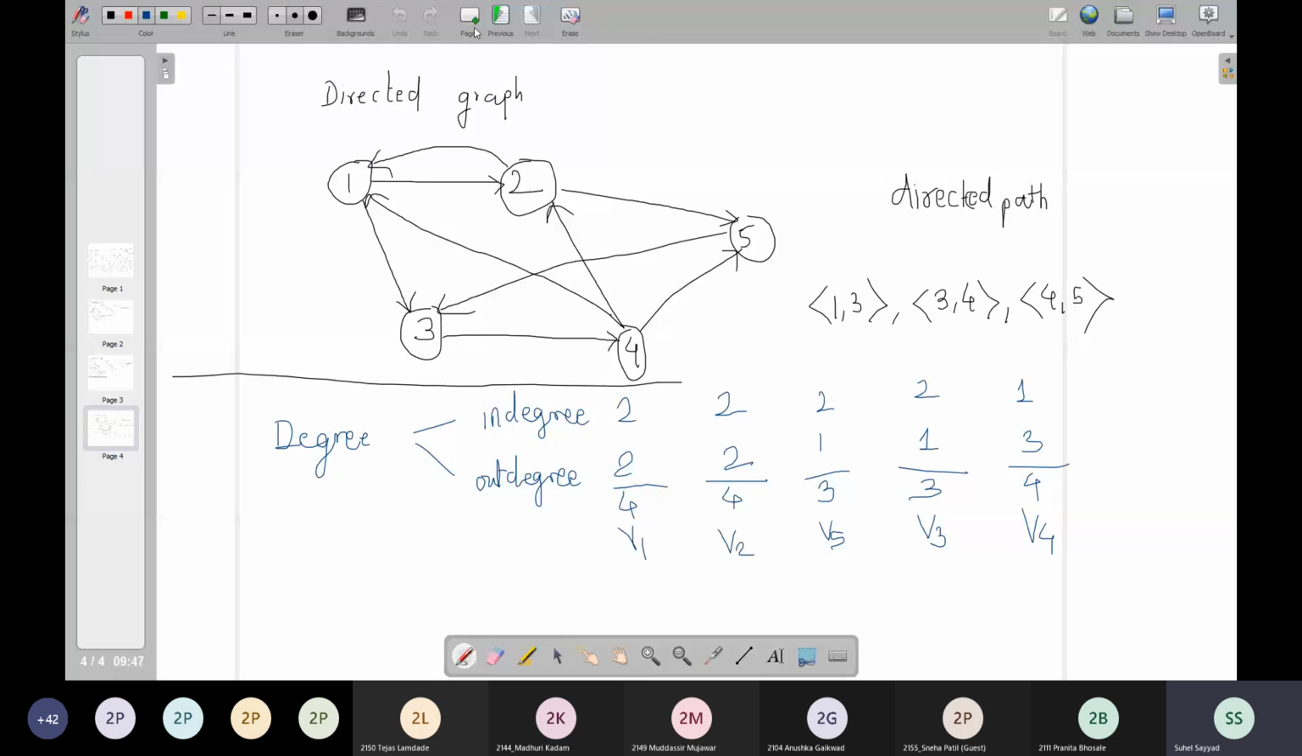Now, the next definition that we'll discuss is complete graph. A graph is said to be complete, or it is also called a fully connected graph, if there is a path from every vertex to every other vertex of that graph.